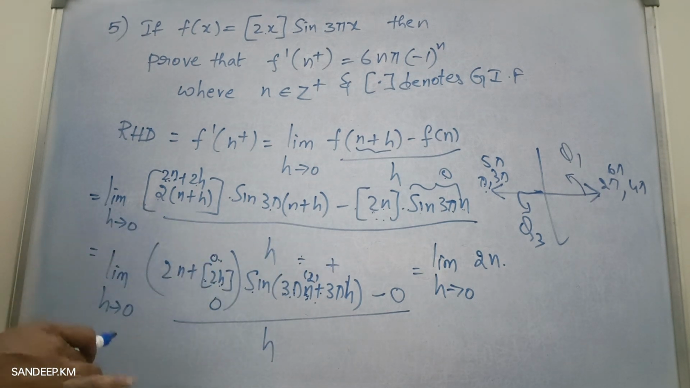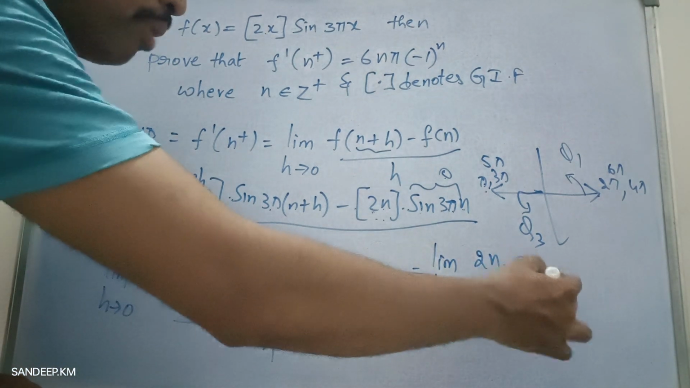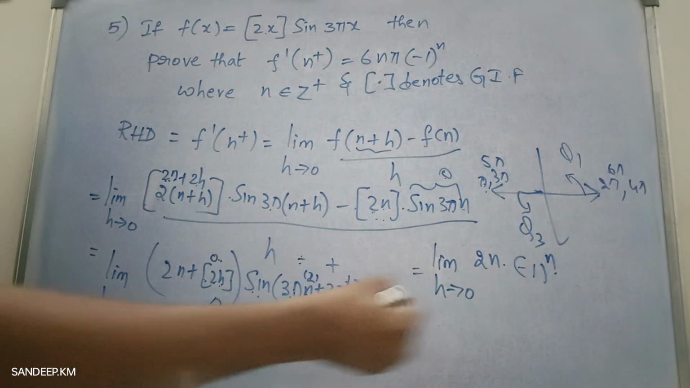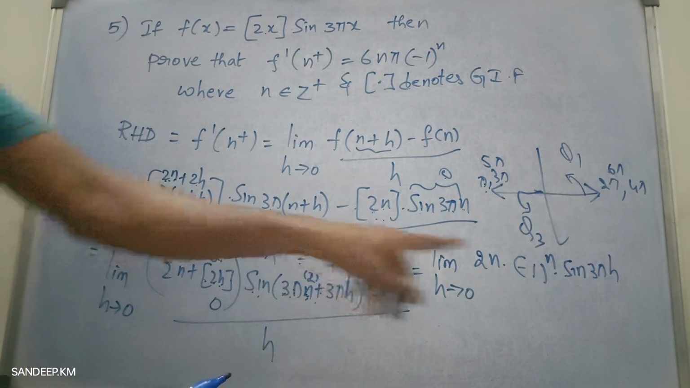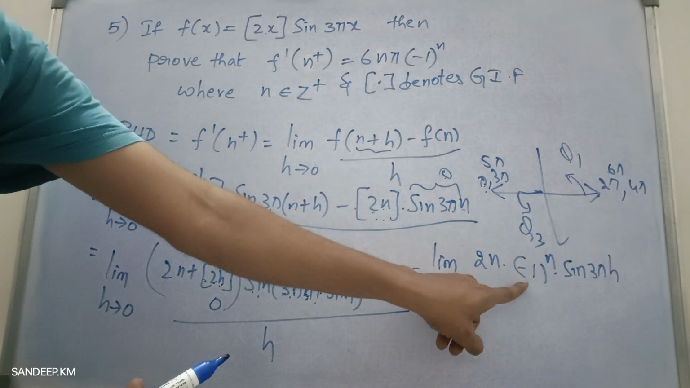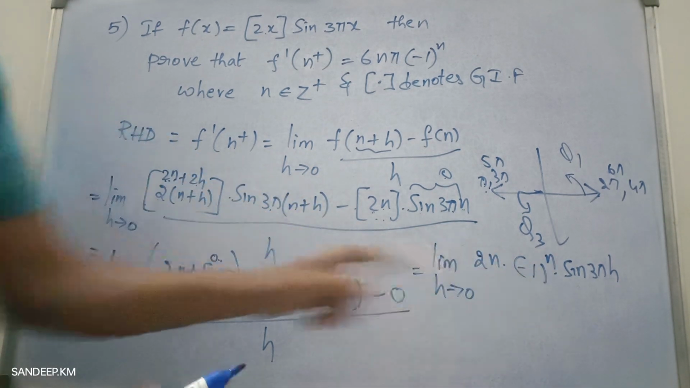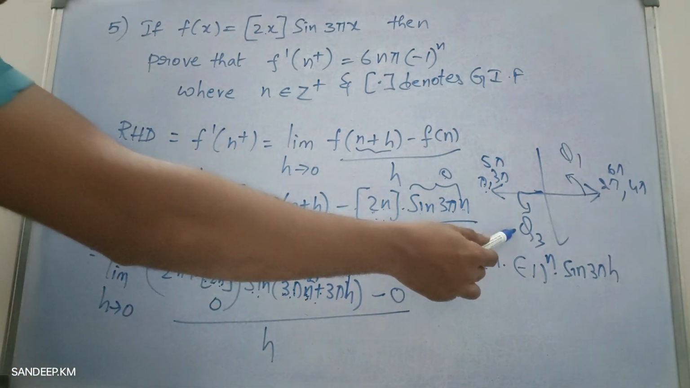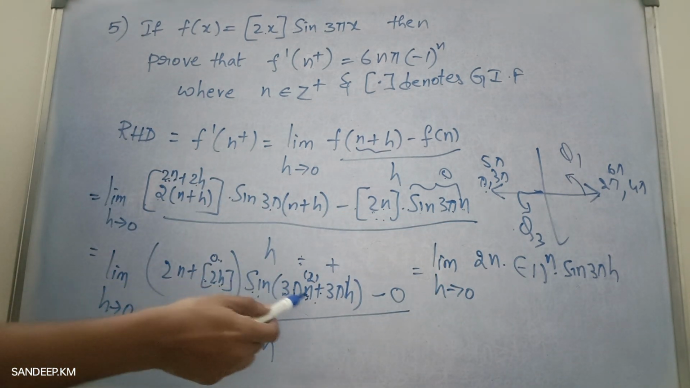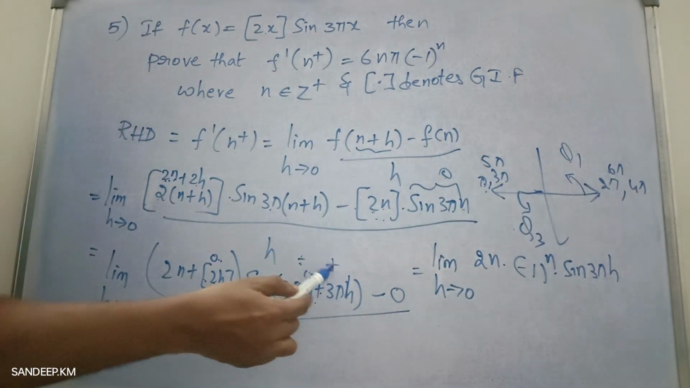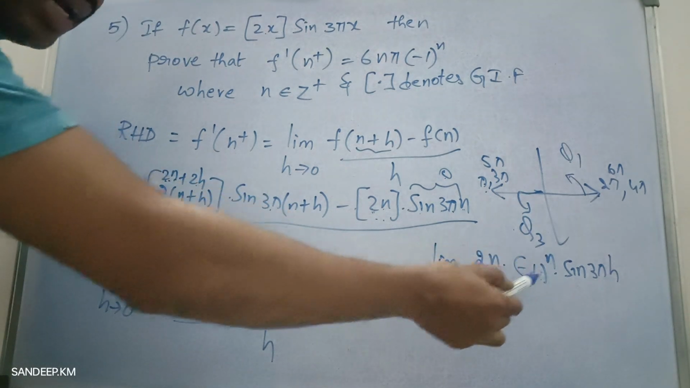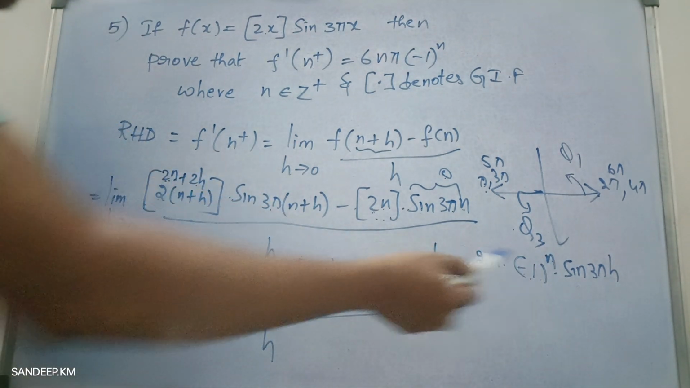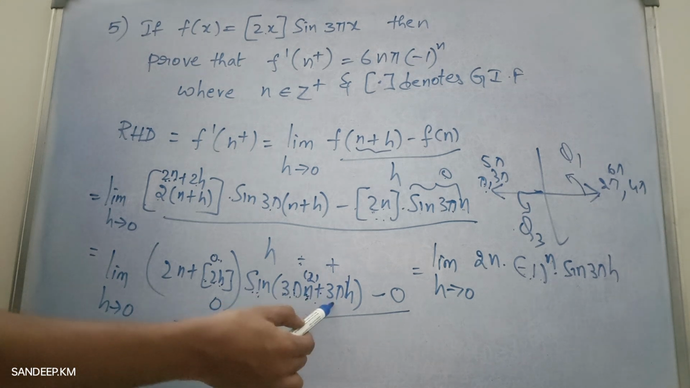For this reason, we can write this as minus 1 power n into sine of 3 pi h. See here, if n is odd number, I will get minus 1. And if n is even number, I will get plus 1. Correct or not? If n is odd number, we are landing into third quadrant and we will get minus sign. And if n is even number, we are landing into first quadrant and I am getting plus sign. For that reason, I am writing minus 1 power n. If n is odd number, I will get minus sign here. And if n is even number, I will get plus sign here. So this can be ignored and sine of 3 pi h will come there.